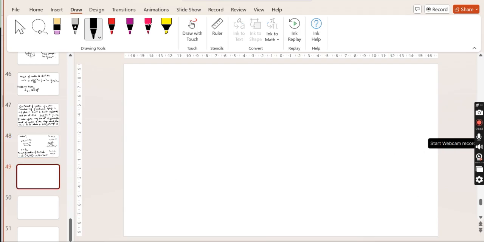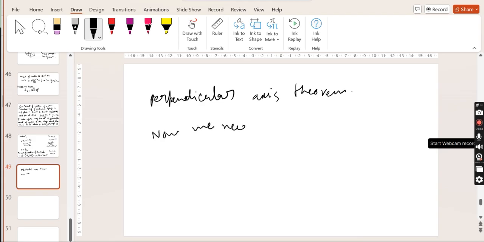Because of the perpendicular axis theorem, now we need to calculate the moment of inertia with respect to the center of mass.